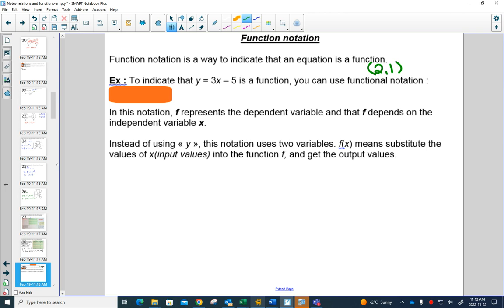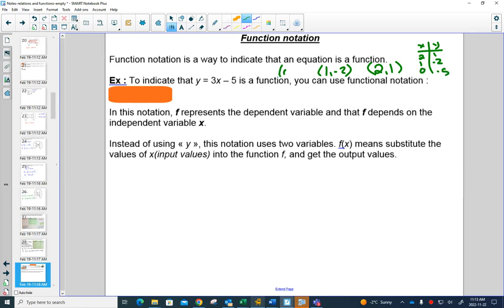Could you find another coordinate that makes it true? 1 and negative 2. Check it out. Yes, if you plug in 1, you get negative 2. You could also make this into a table of values. The 2, 1 would show up like this, right? The 1 and negative 2 would show up like that. And 0 and negative 5, that would be another one.